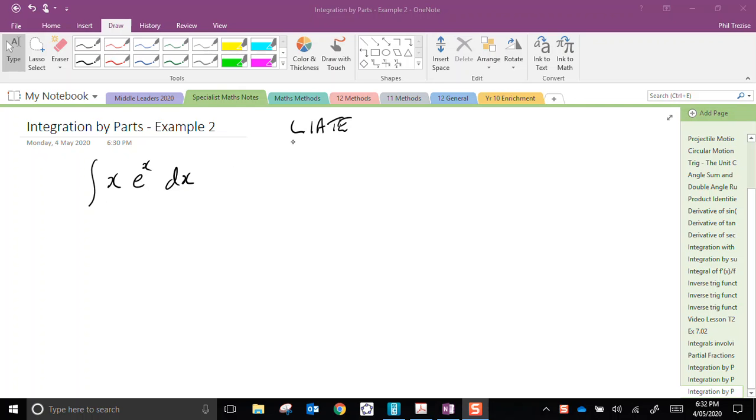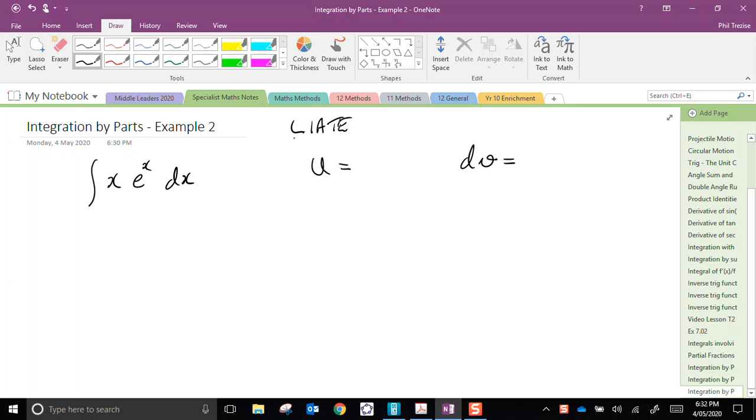And this is a good time for us to remember this little help about the word LIATE. This is to help us choose which of these parts should be represented by u. Remember, we're going to say that u equals, and we're going to say that dv equals.